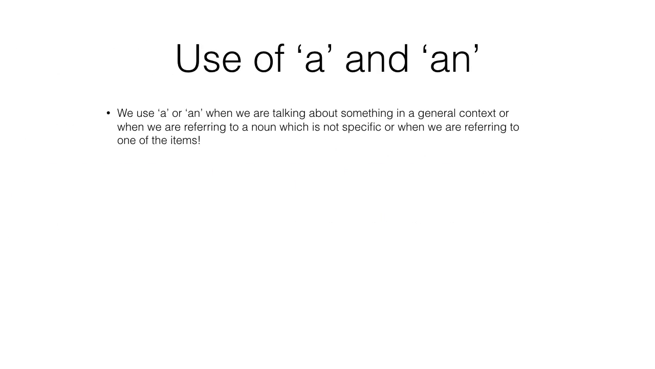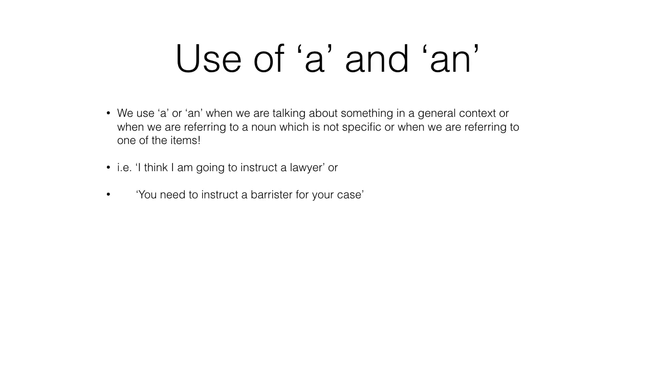Use of a and an. We use a or an when we are talking about something in a general context, or when we're referring to a noun which is not specific, or when we are referring to one of the items. For example, I think I'm going to instruct a lawyer, or you need to instruct a barrister for your case. Here we're not being specific. We can instruct any lawyer, any barrister.